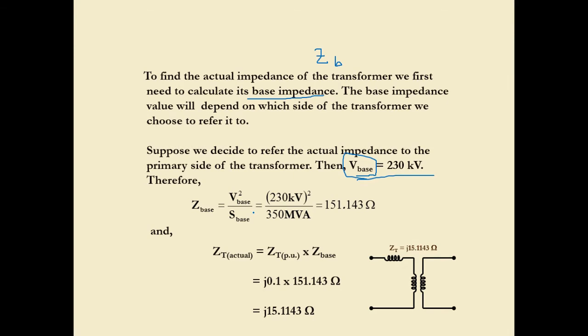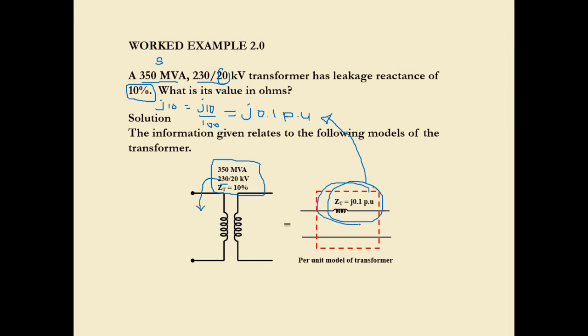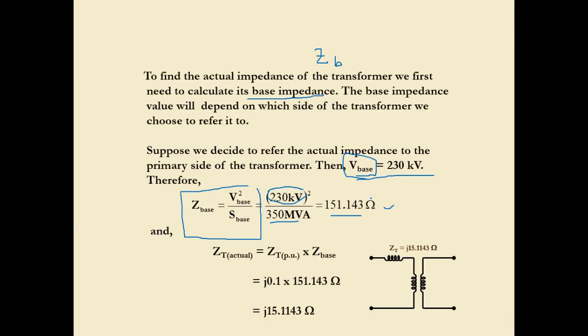Then Z base is equal to V base squared over S base, so 230 squared over 350 MVA. This gives 151.143 ohm. Now we are done with the base value.